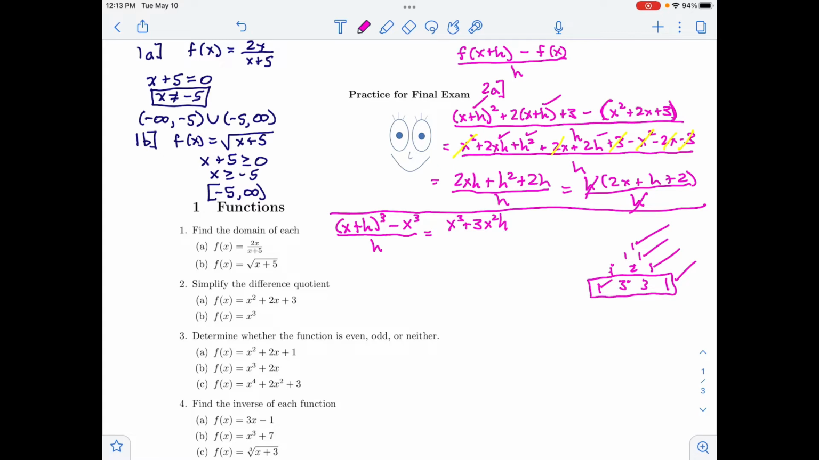See, we count down now. 3, 2, plus another 3, 3xh squared. And then finally on the end, h cubed. See, it's 1, 3, 3, 1. So the exponents go 3, 2, 1, and then 3, 2, 1 going back the other way. And then, of course, minus x cubed.